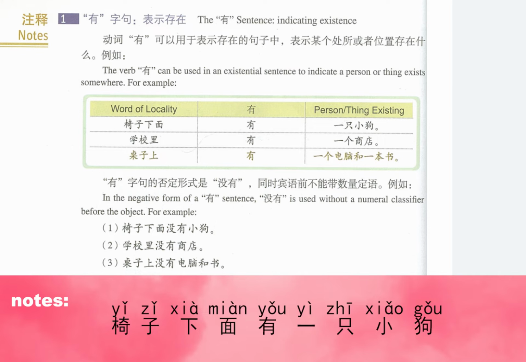But in Chinese, you notice the order is different. We say chair under, okay? No matter whether you want to say under A or under B, you always put that thing in front, and then you follow with under, which means 下面, these 2 characters. 椅子下面 under the chair. 有, that's the key point of this note. It means there is or there are. Obviously, here it means there is. 一只 means one or a.